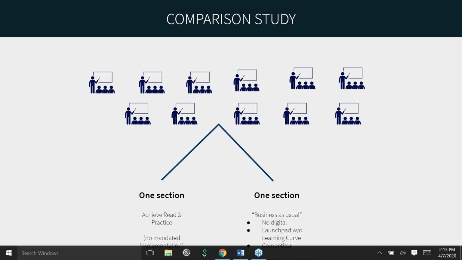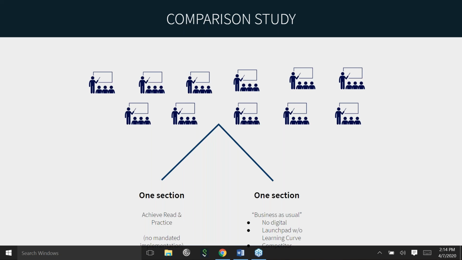Once we got through all of those institutional review board approvals, these instructors were teaching at least 2 sections of a psychology course. While we focused specifically on psychology in this study, it's important to note that we have done other studies in other disciplines, and there is reason to believe that many of the findings can resonate in those other disciplines. But in these psychology courses that we looked at, instructors used Achieve, Read and Practice in one of the sections, and in their other section, they used business as usual.